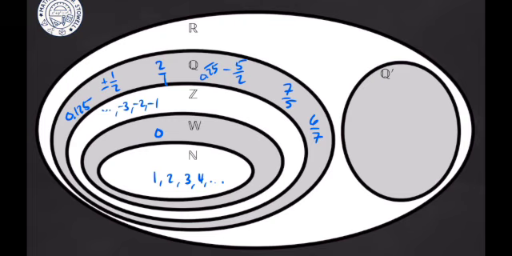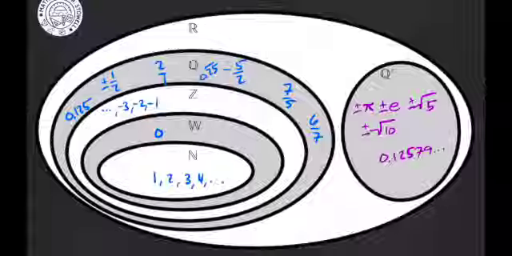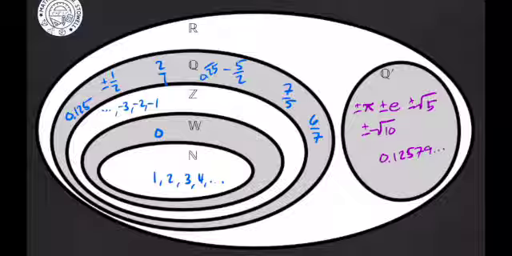Remember, irrational numbers are things like pi. These are things like e, like square root of 5, square root of 10, the positives or the negatives of any of these, right? They're either positive or negative. It could be things like 0.12579 repeating on, going on forever. Those are irrational. Okay? So that's just recapping what we just talked about. That's just a quick recap.